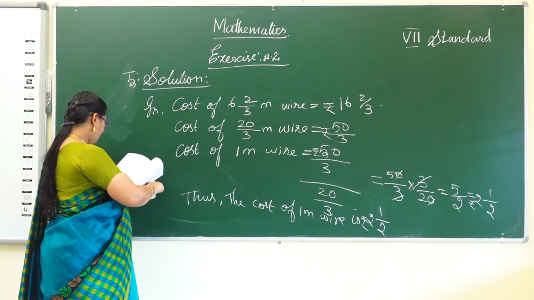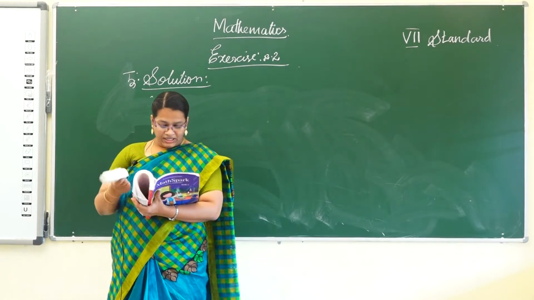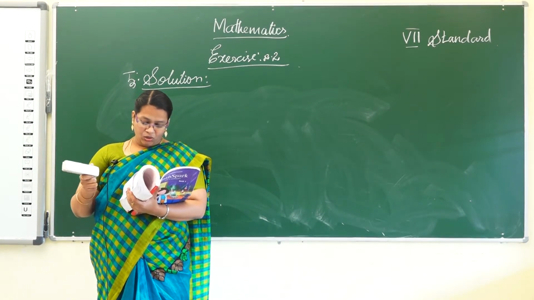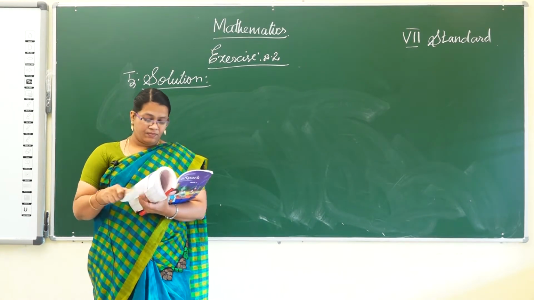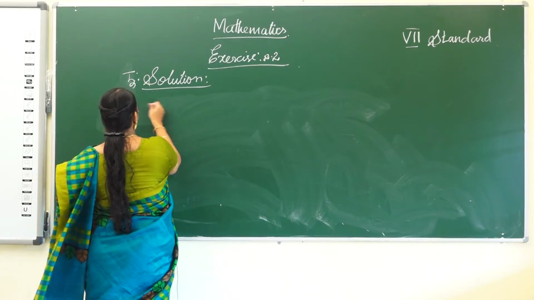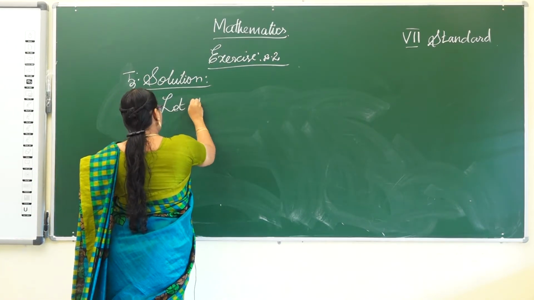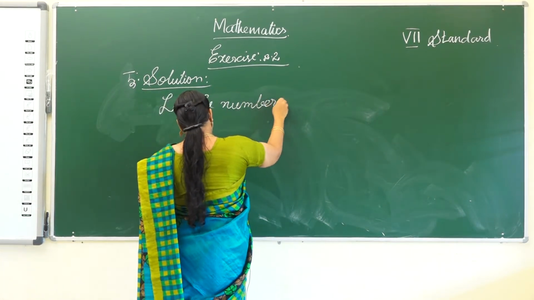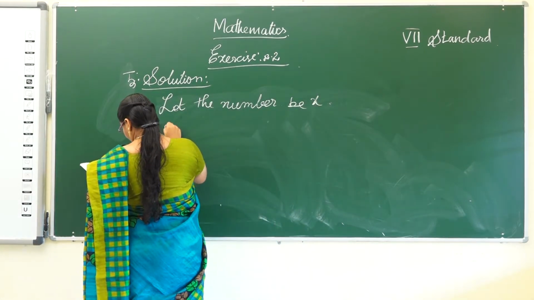By what number should 5/12 be divided? By what number should we divide 5/12? Show that the quotient is 1 17/18. So let us consider the number to be x. Okay, let the number be x. Then what is given?